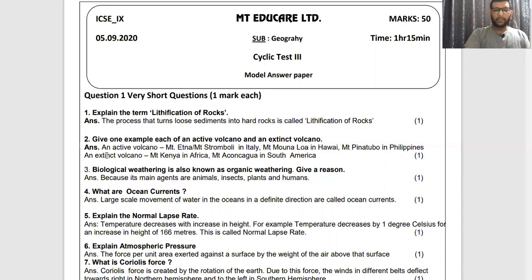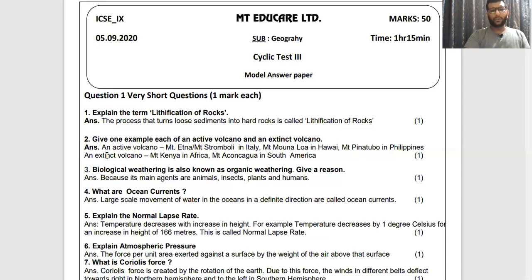Coming to the third question, biological weathering is also known as organic weathering. Give a reason. It's a very simple question. The main agents, which are animals, insects, plants, and humans, are responsible for organic weathering. Hence, we say the biological weathering is also known as organic weathering. A very simple answer and 1 mark you can easily score here.